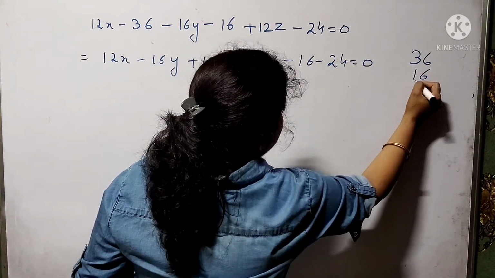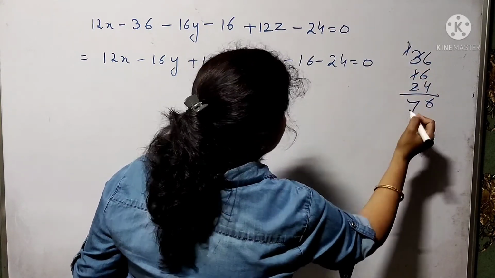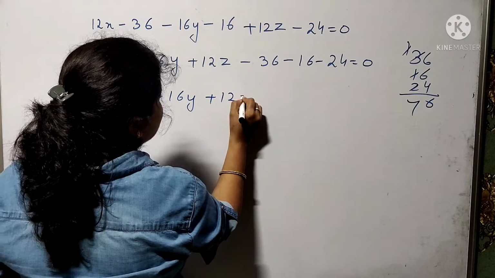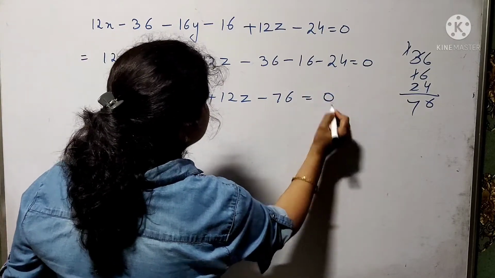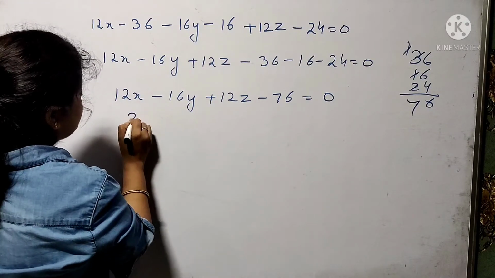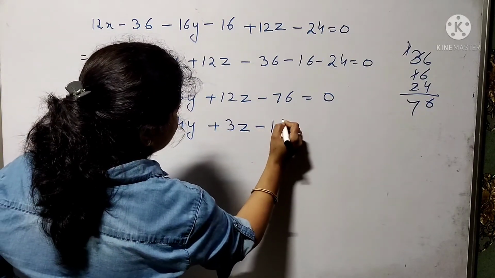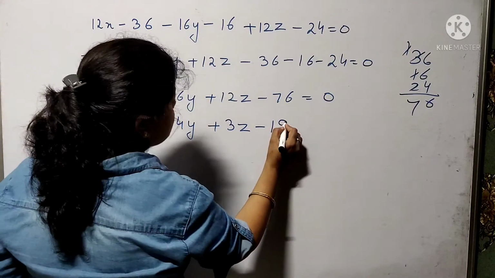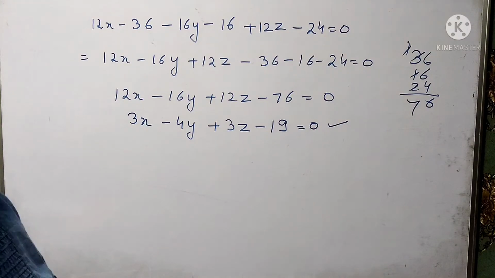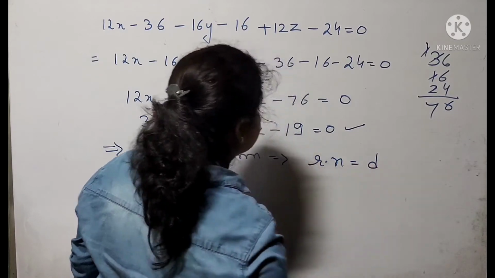When we add, what do we get? 76. That is 12x minus 16y plus 12z minus 76 is equal to 0. We divide it by 4. 4 3s are 12, 4 4s are 16, 4 3s are 12, 4 19s are 76. So this is ultimately the equation of the plane, which we write in the form r dot n is equal to d.